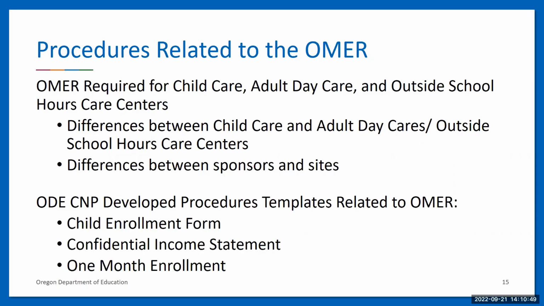The procedure templates we will review today include child enrollment forms, another on confidential income statements, and finally one for the OMER. On these templates, there will be gray fields and checkboxes. The gray areas indicate a place that needs to be completed by you as a sponsor and will be specific to your organization's operations. If there's a checkbox and the item applies to your organization, make sure you check that checkbox and complete the section. Since enrollment forms are required for a participant to be listed on the OMER, we will start with reviewing that procedure first.